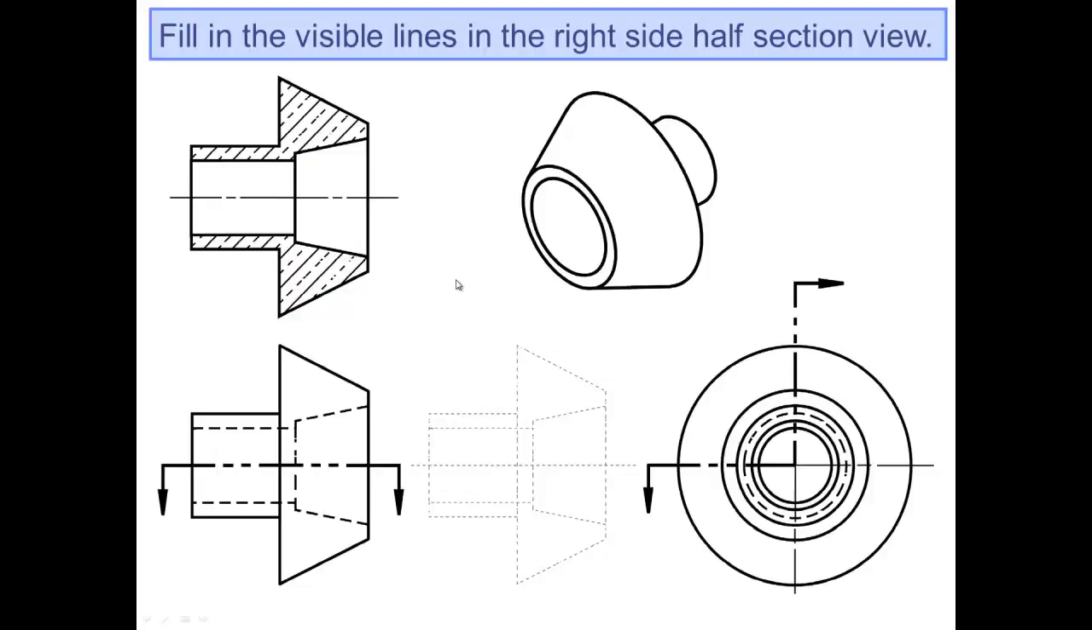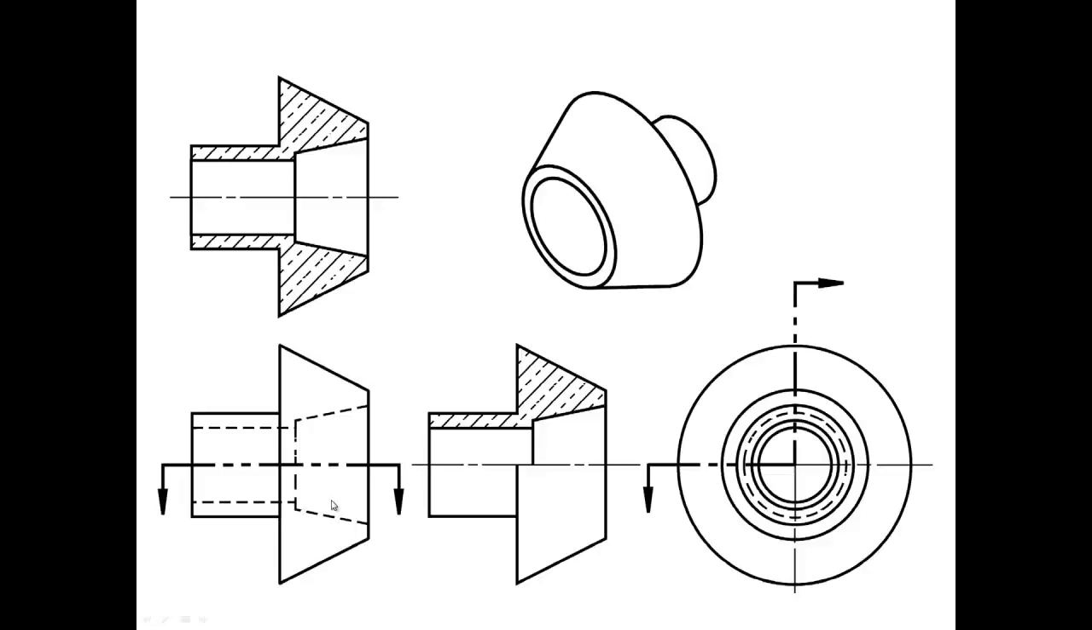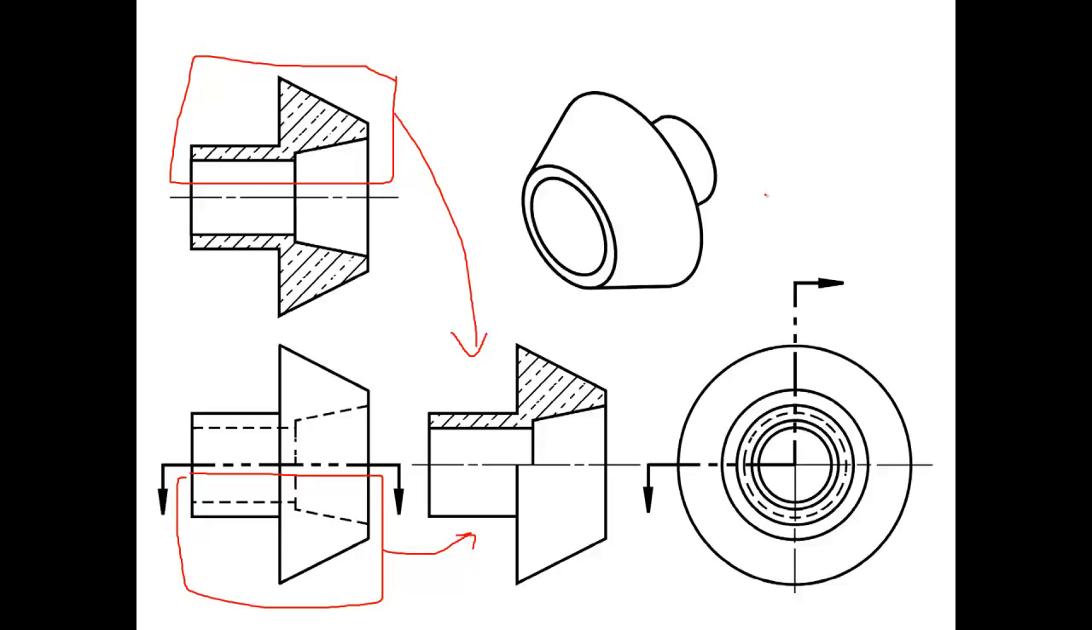See that? So I'm taking half of this piece, which is the non-cut, and I'm taking half of this piece, which is the cut. Okay? And this one? Yeah, no. We didn't cut it.